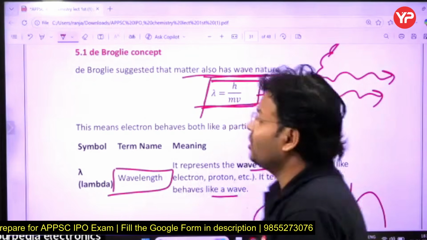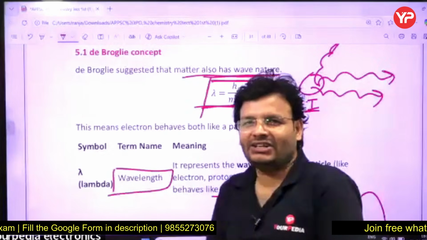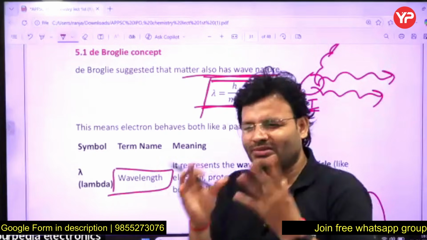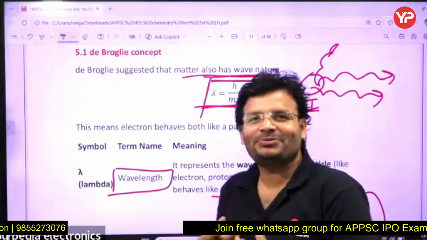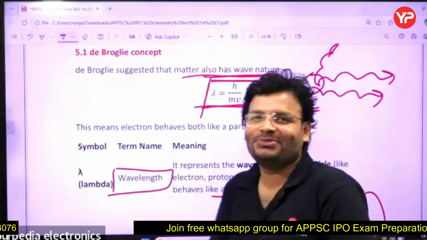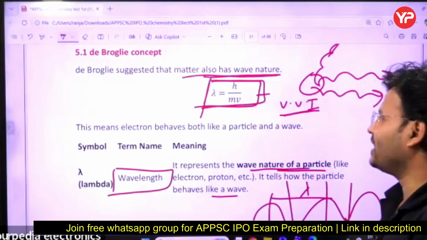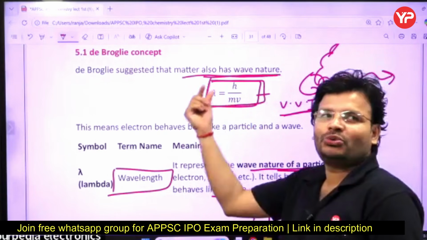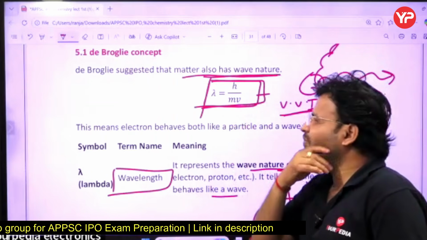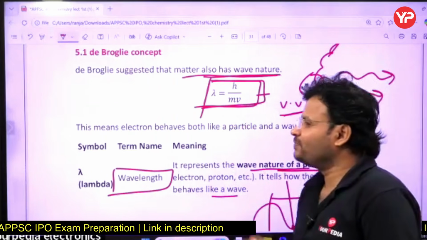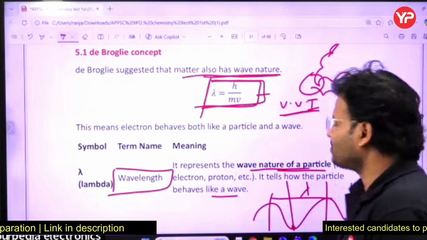Same with you, my dear friends. They have experimental proof, and they saw the relation by using various instruments. It is not that easy. Otherwise, I would also prove something and it would come in my name. They put in a lot of effort, and after that they gave lambda equals h upon m v. So lambda is wavelength, h is Planck's constant, m is mass, and v is velocity.